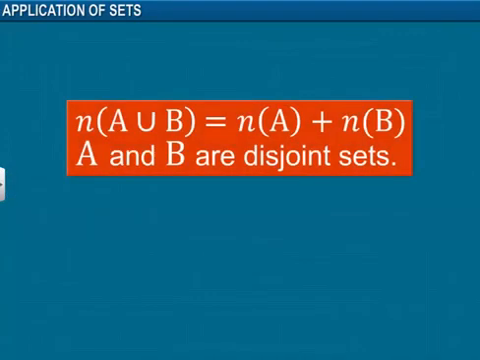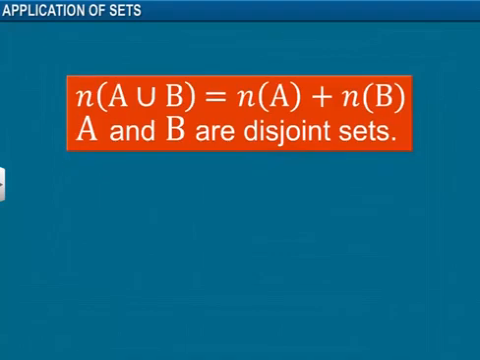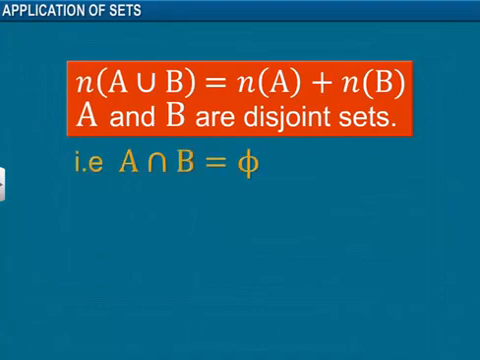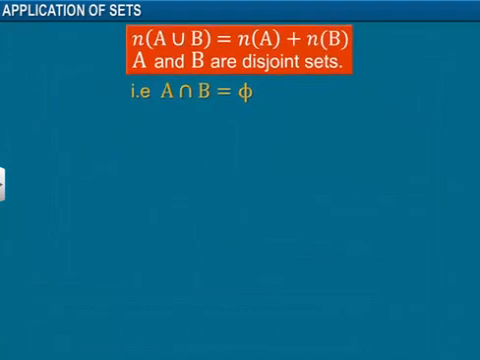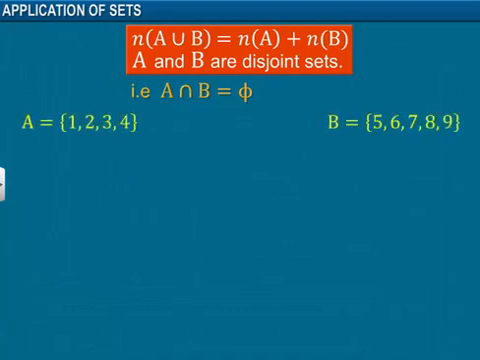To begin with, we will verify the relation n of A union B is equal to n of A plus n of B, provided A and B are disjoint sets. Let's verify the relation using an example. Let's consider two sets A and B. These sets are disjoint sets since there are no elements in common.